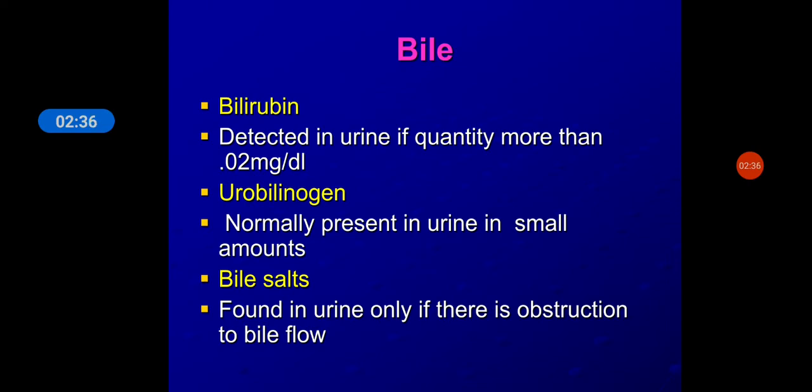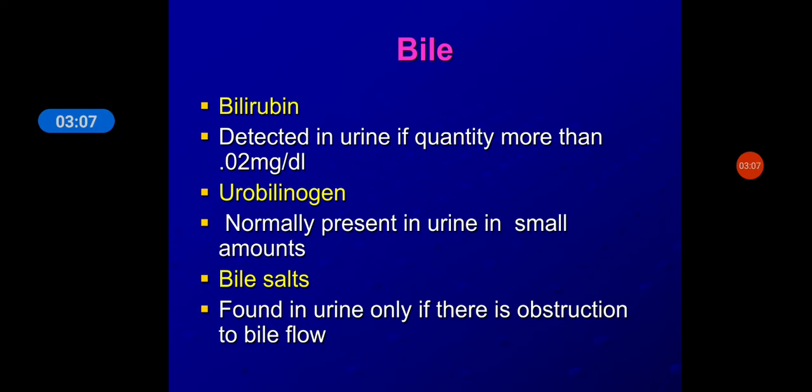Okay, now let's go to the next compound. The next compound is bile salts and bile pigments. So what are the bile pigments? It is bilirubin, biliverdin, and bilicyanin. Bilirubin is ideally detected in urine only when the quantity is more than 0.02 milligrams. Urobilinogen is normally present in urine, but only in small amounts.